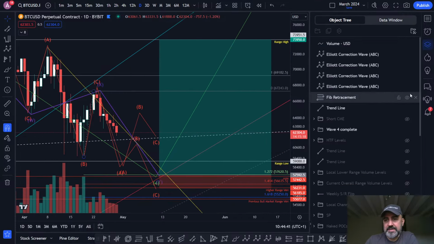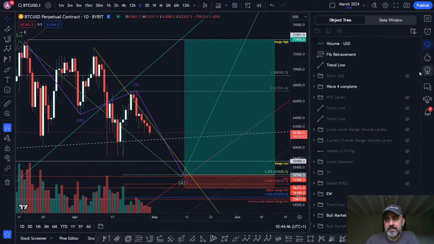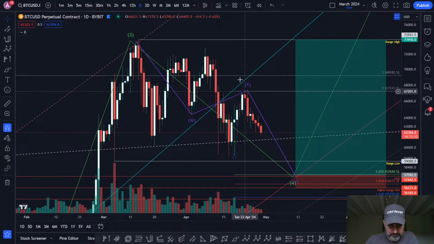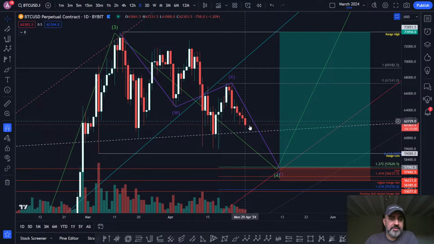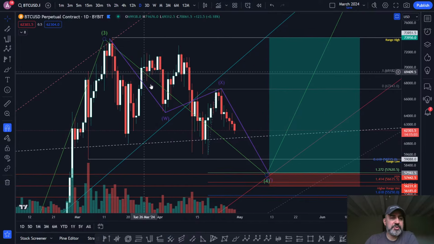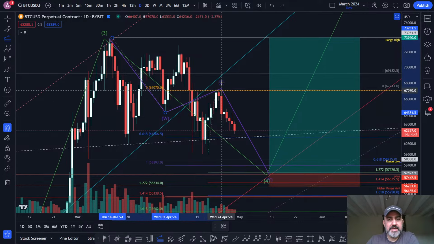So let me just get rid of these ABCs now, because we don't need them, because it's pretty clear what I was trying to explain. Let me just hide that trend line. Based on this, actually it's quite interesting, because you can do a 1-to-1 on this as well. If that's the pivot, if that's the W and that's the X, and we're looking at a zigzag, then we can also do a 1-to-1 to there.